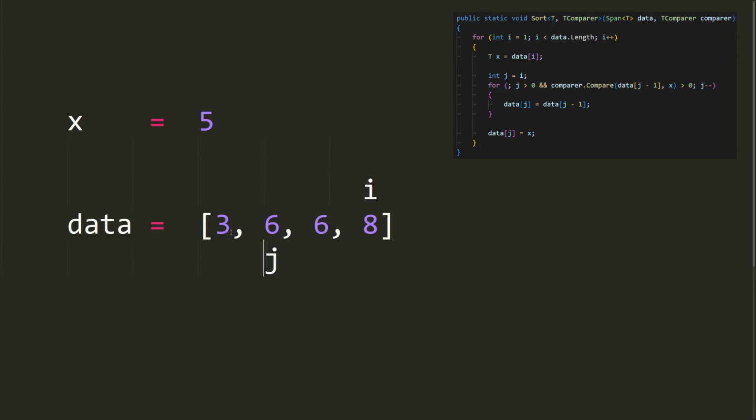Now we check, j minus 1, is 3 larger than 5? It is not. That means the correct position for 5 is at index j. So we write it to that index, and we are done. Since I is already at the last position of the array, that means everything is sorted.